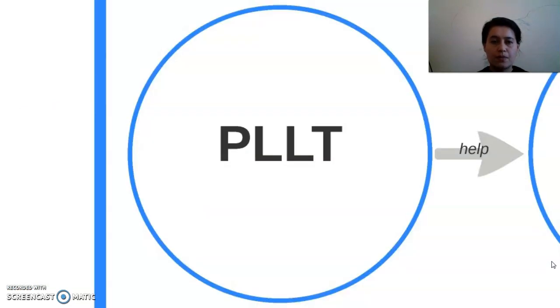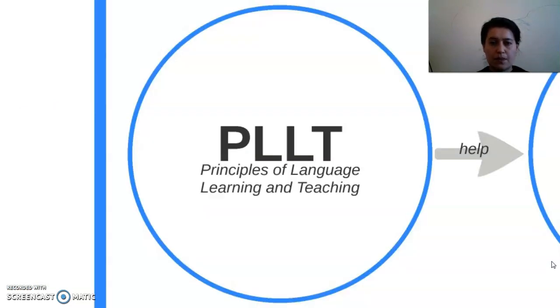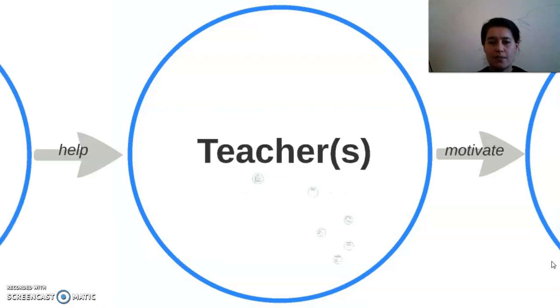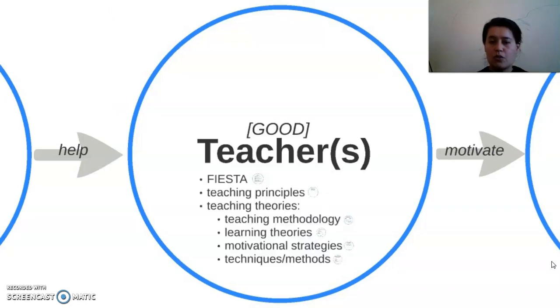And we will look through the principles of language learning and teaching, PLLT. What does it mean? Principles of language learning and teaching means the main base for teaching and learning language. Especially we will speak about English, and it helps teachers learn how to lead an online class. And teachers, a good teacher. PIESTA. Later I'll speak about it.